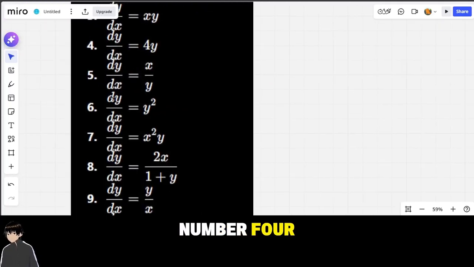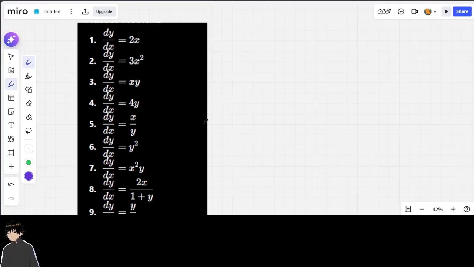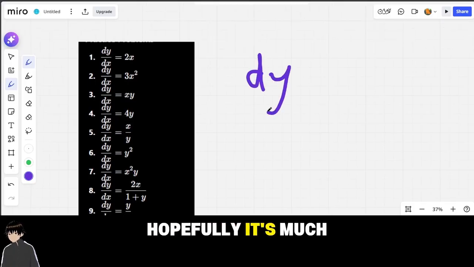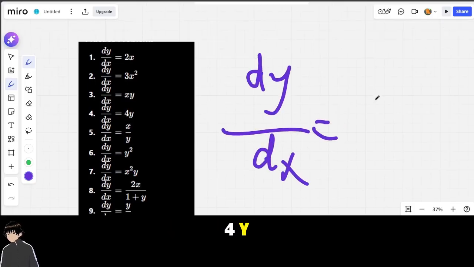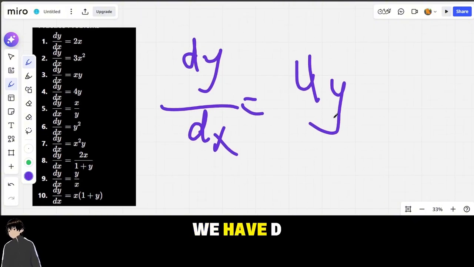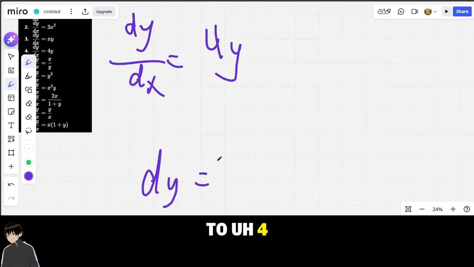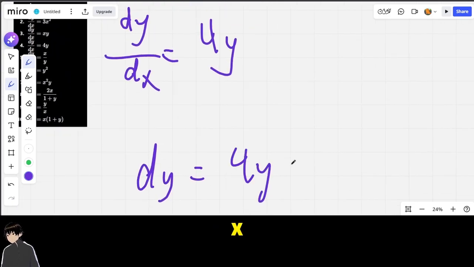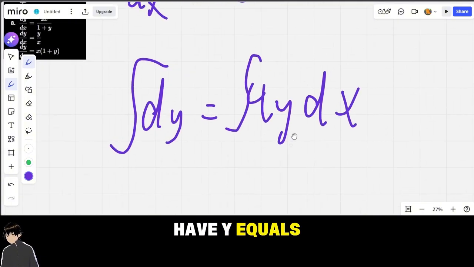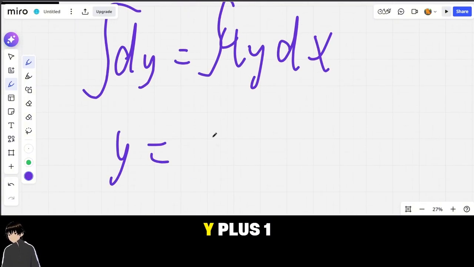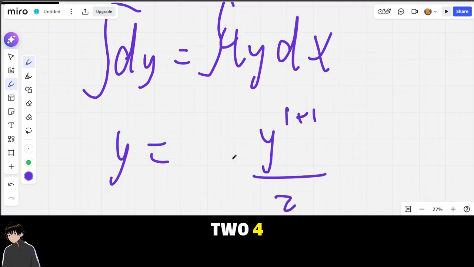Now we have to go to number 4. Hopefully it's much easier. Okay, so it was 4y. We have dy over dx equals 4y, so now we have to cross multiply. We have dy is equal to 4y dx. Then integrate it. We have y equals y plus 1 over 2, 4.